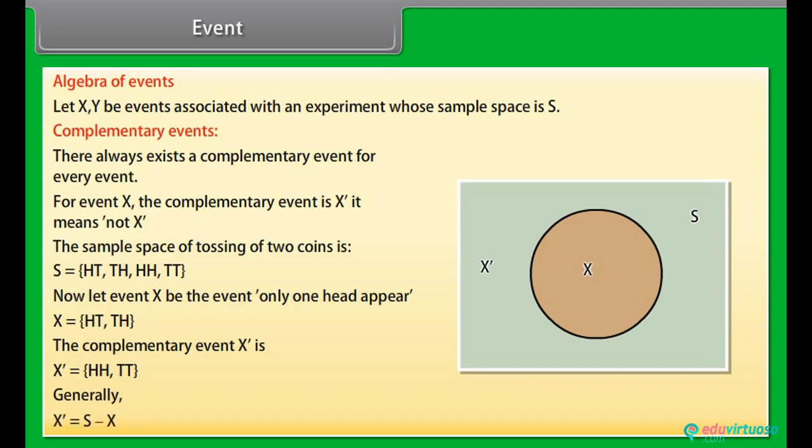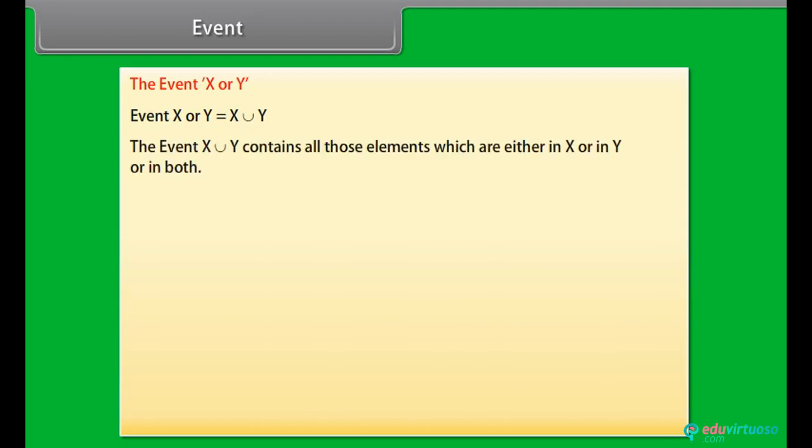Generally, X dash (X complement) is equal to S minus X. The event X or Y is equal to X union Y. The event X union Y contains all those elements which are either in X or in Y or in both.